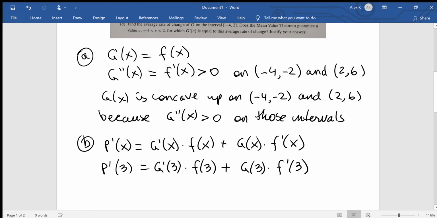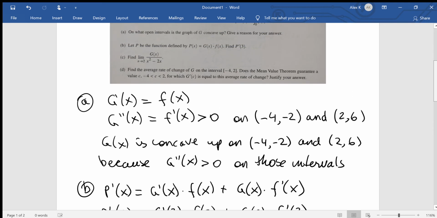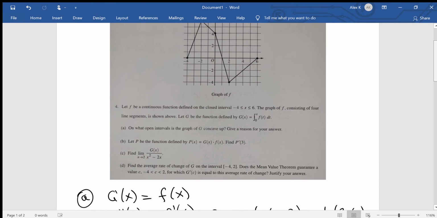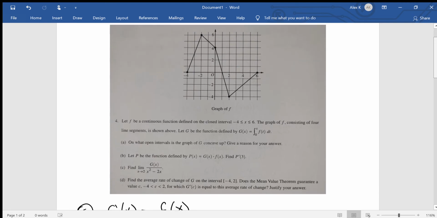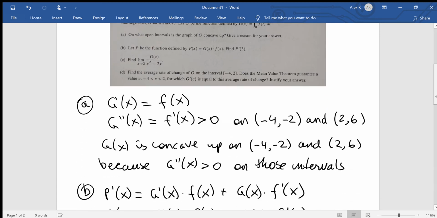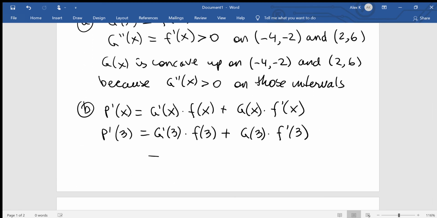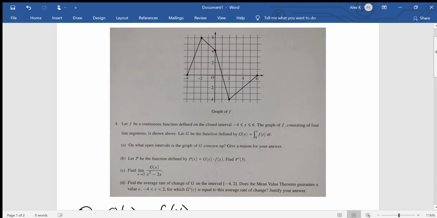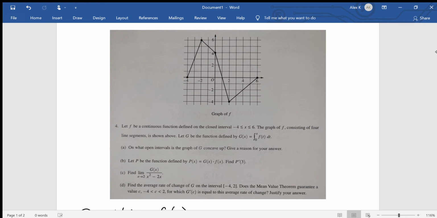Now, one thing we know already, that g prime of 3 and f of 3, that's actually the same exact thing. When you evaluate f of 3, which is also going to happen to be g prime of 3, it's going to be right here on the graph, and that's going to be a value of -3. So both these values are going to be -3. So this is -3 times -3 plus, to find g of 3, g is defined as the integral function from 0 to 3. So we got to do the integral from 0 to 3.